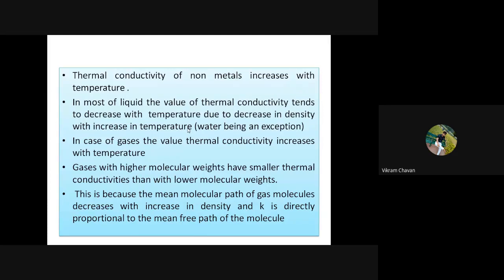Bracket complete. Full stop. Next, in case of gases, the value of thermal conductivity increases with temperature.